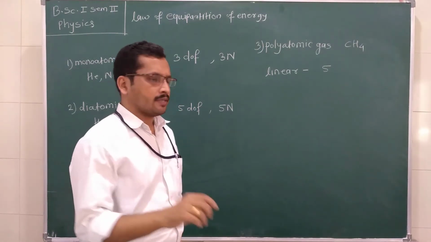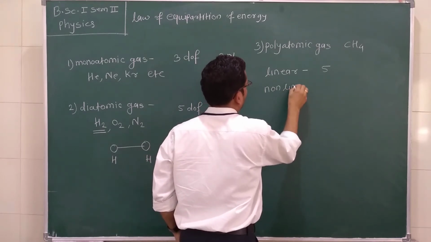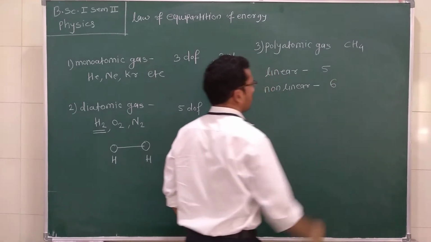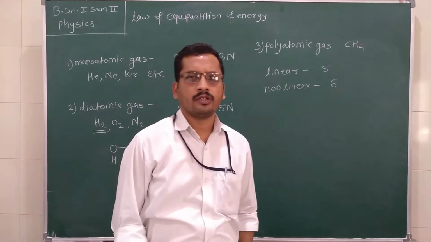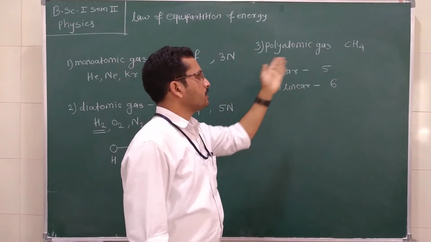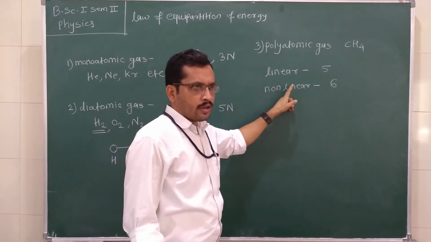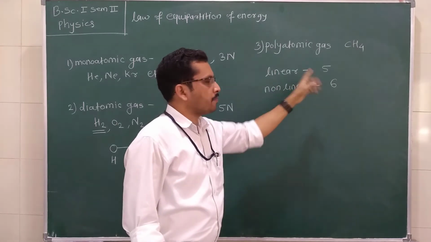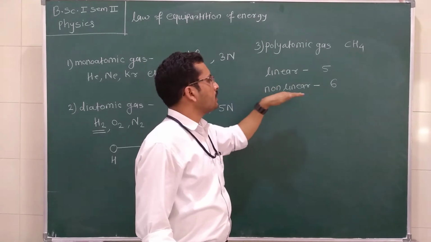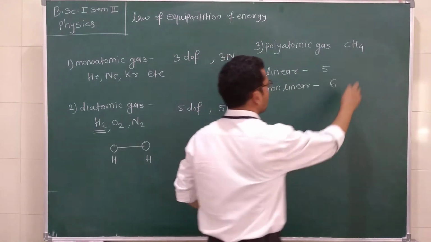Okay, but if the molecule is non-linear, then the number of degrees of freedom is equal to 6. So when we consider polyatomic molecules, for example CH4, if the molecule is a linear molecule, then it possesses 5 degrees of freedom, and if it is a non-linear molecule, then it contains 6 degrees of freedom. Now what is linear and non-linear?